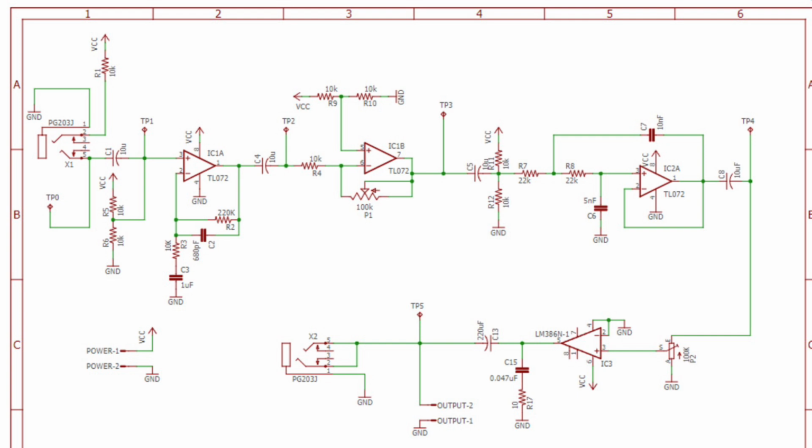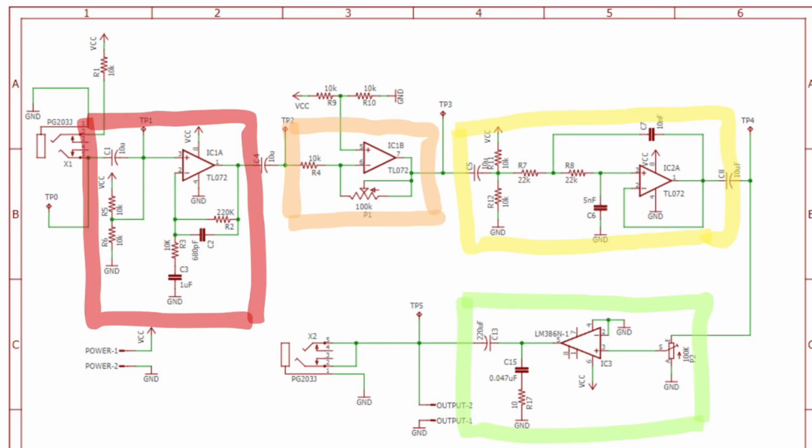So starting, taking a look at the schematic, we can see over here that I have boxed up the 4 stages as such. So the red is the preamplifier stage, and the second is the closed loop non-inverting amplifier, and then the third is the active filter stage, and then lastly we have the audio amplifier as the last box.